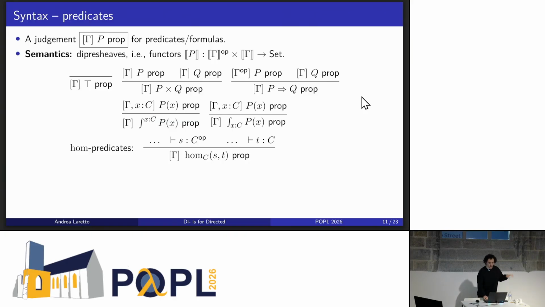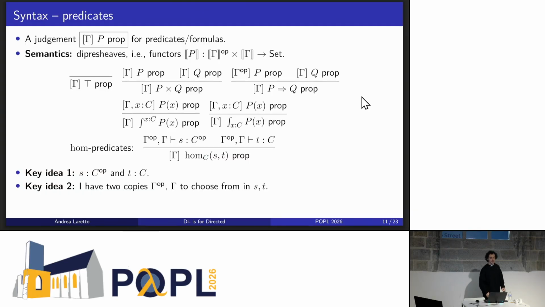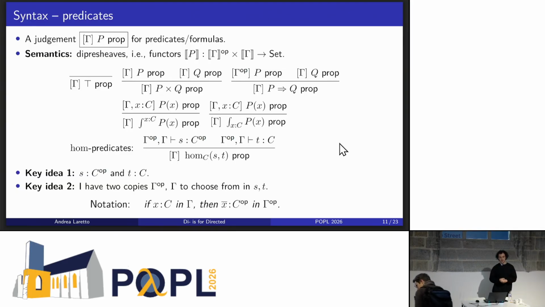In this formula, there are two terms, S and T, and there are two key ideas. The first one is that S is given type C op, as you might have expected from the previous slides, and T has type C. And the other key idea is that in the context of these two terms, I put both gamma op and the context concatenation gamma. And so I can have two copies of gamma that I can choose from in S and T. That's the key idea. And so these two copies are intuitively connected. Whenever you have some x in gamma, then as notation, we say that x bar has type C op in gamma op, so the one on the left.